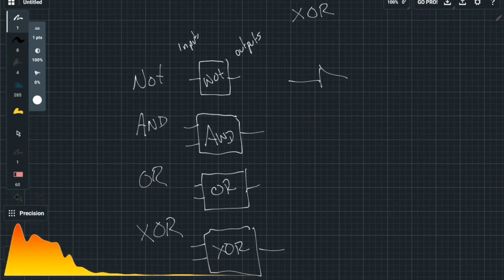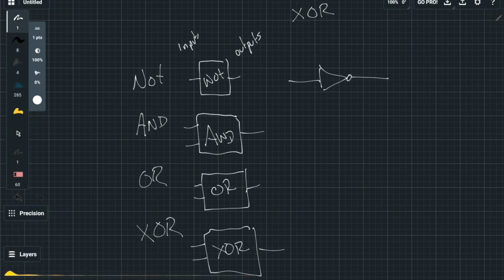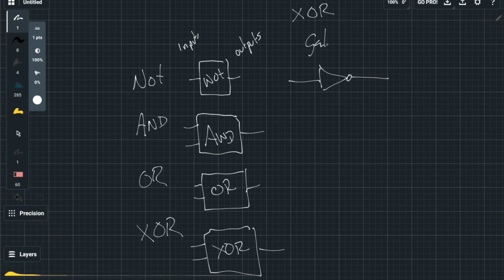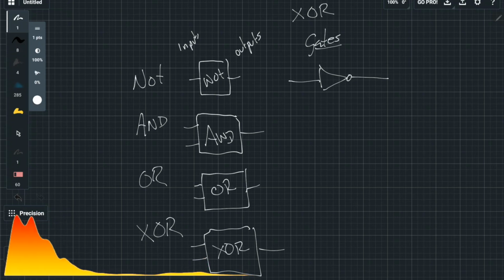The standard symbol for a NOT or an inverter is going to be that. It's a triangle with a little circle on the tip. Whenever you see the circle like that connected onto a gate, and these are called gates, think of it as an inverter. It's doing a NOT operation. So the reason why it's inverting is because of that circle.